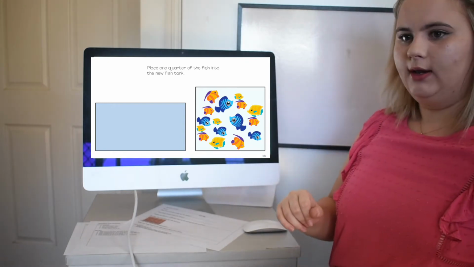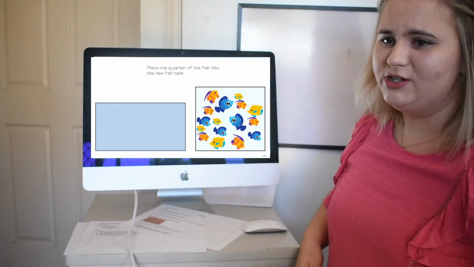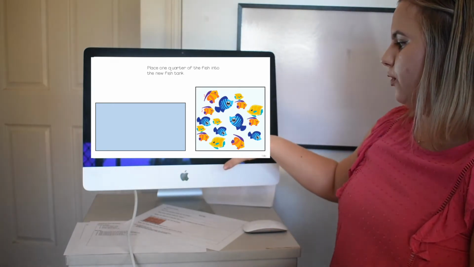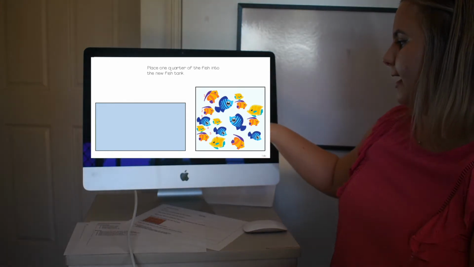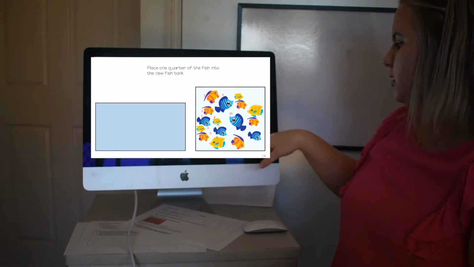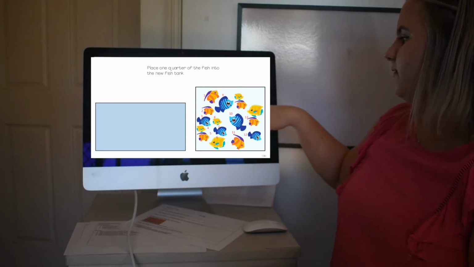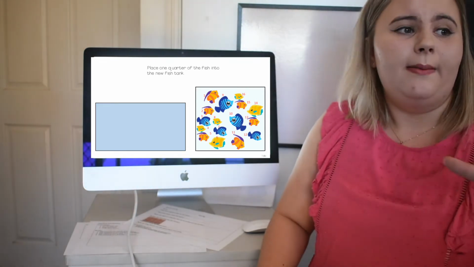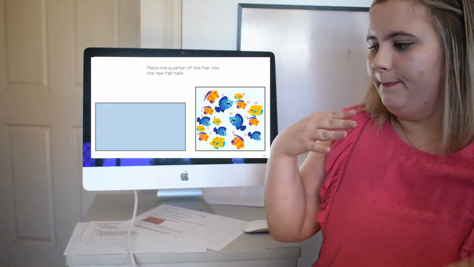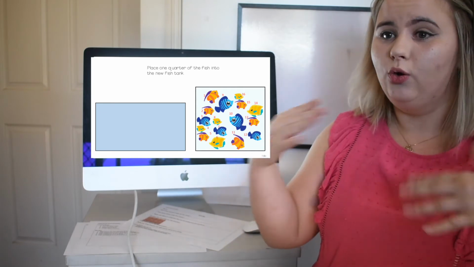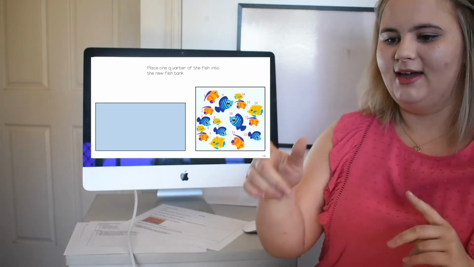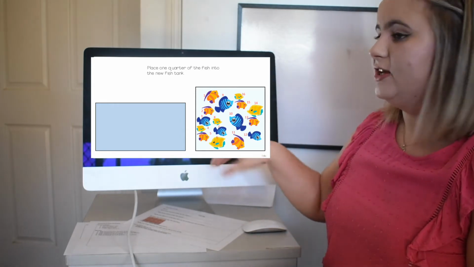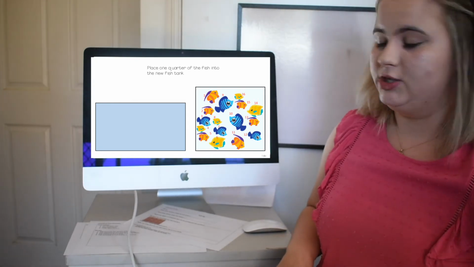So what we need to do is count how many fish we have in our fish tank. So we have 1, 2, 3, 4, 5, 6, 7, 8, 9, 10, 11, 12, 13, 14, 15, 16 fish in our fish tank. So can anyone remind me how many quarters are in one whole? That's right, there are 4 quarters in one whole. So that means I need to split my fish into 4 equal collections.